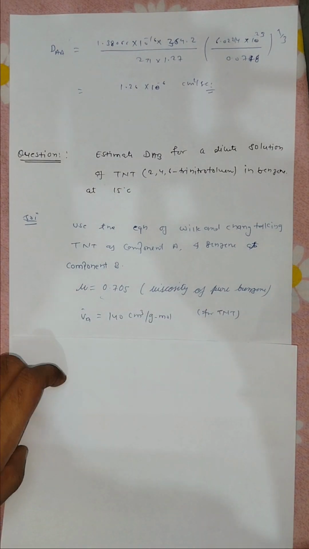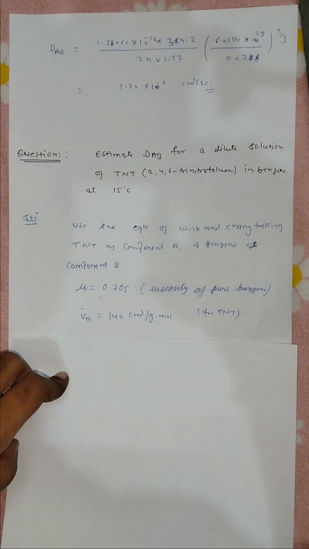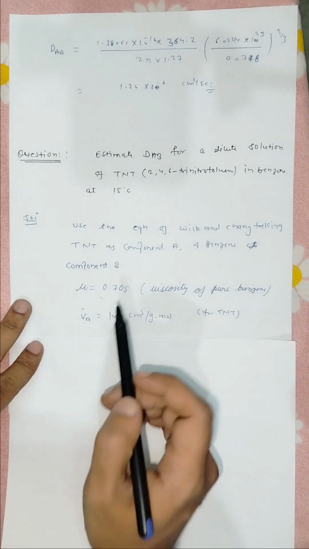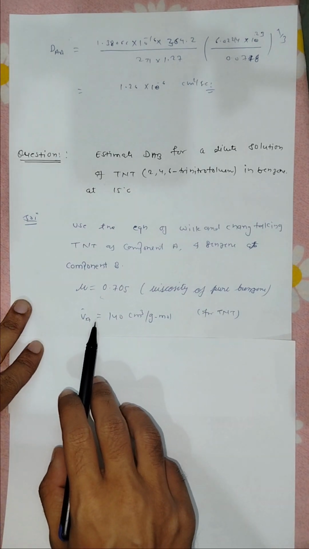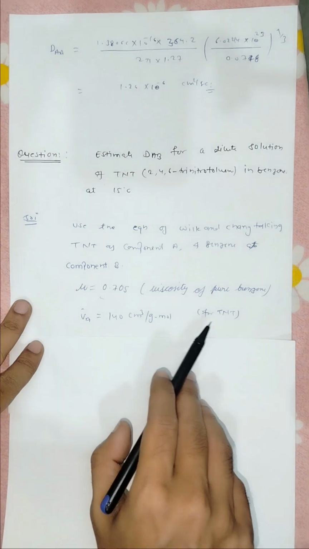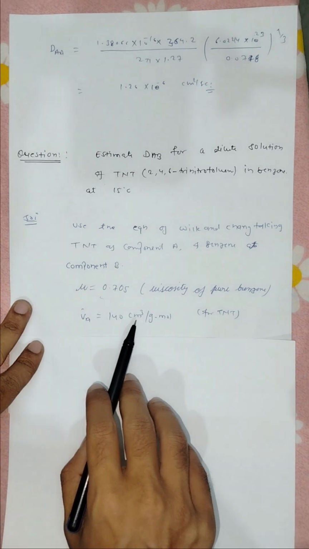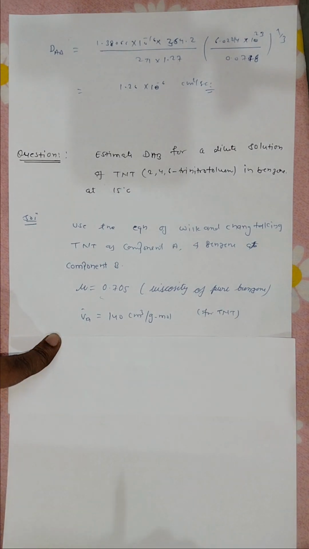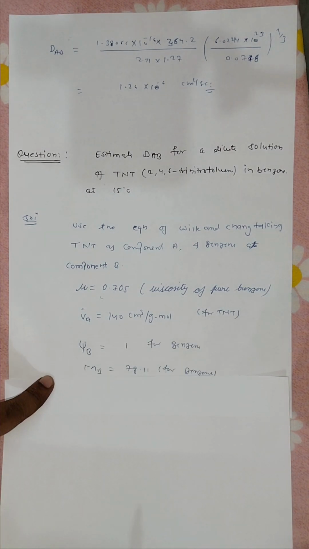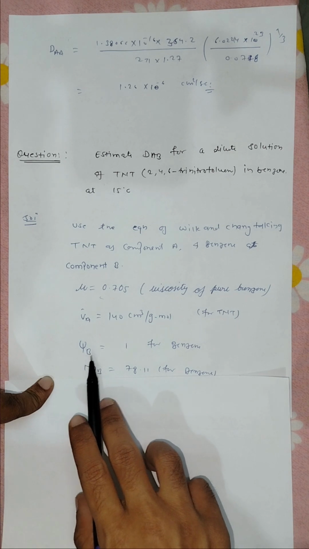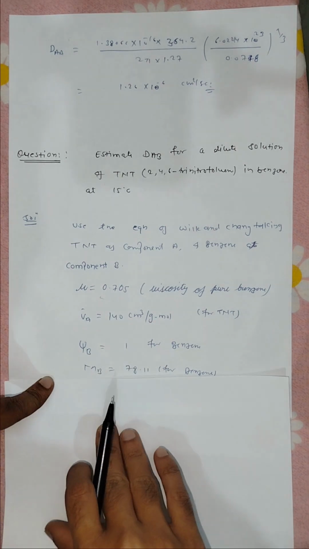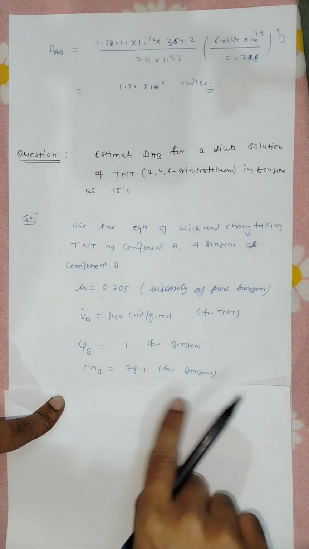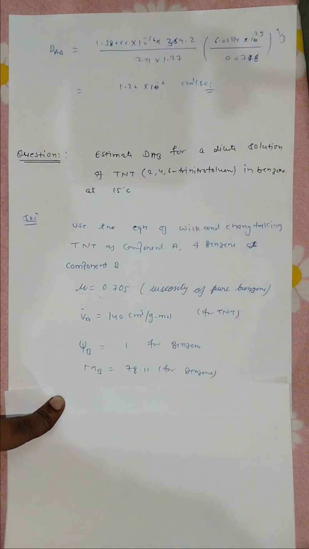This is what, let me just a minute. Okay, so after this we have been given the molar volume for TNT, which comes out to be 140 centimeter cube per gram mole. Okay, this data we are already given, and this is 5b equals to 1 for benzene, and molecular mass for benzene is 17.811.